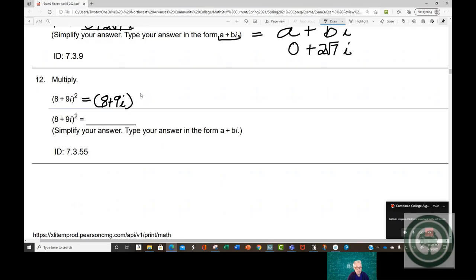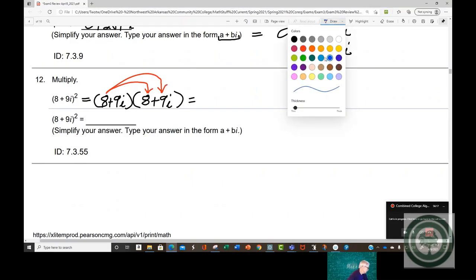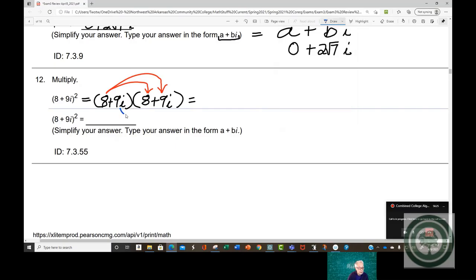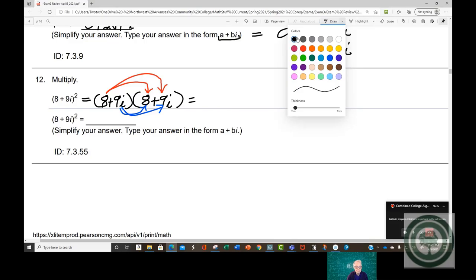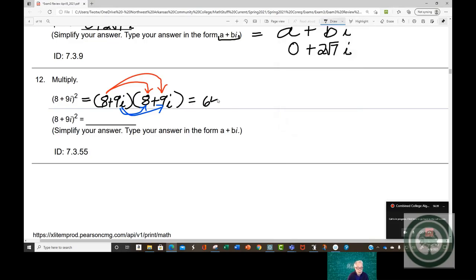Now, here we're just going to square. Most of it is just handling this like you would when you square any binomial. Almost put an x in there. I don't want that. All right, so now 8 times 8, 8 times 9i. I'm going to have to rescue that creature. 9i times 8. 9i times 9i.